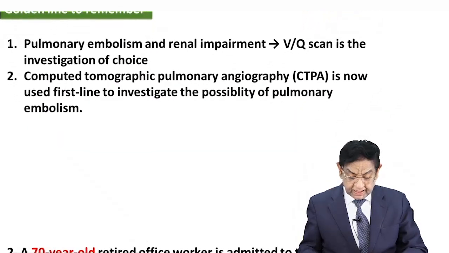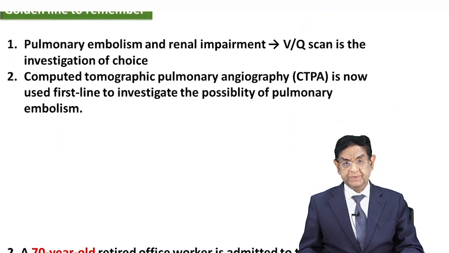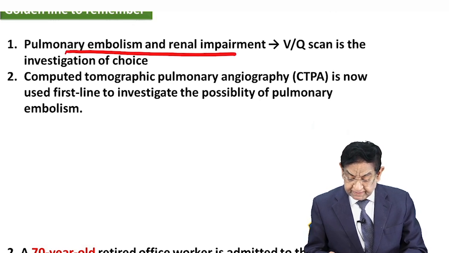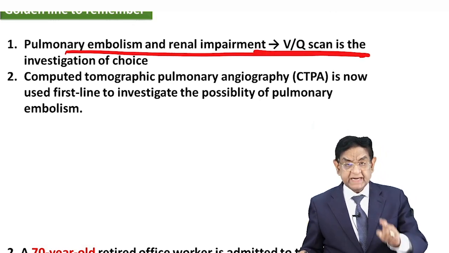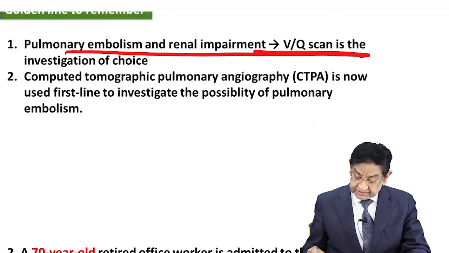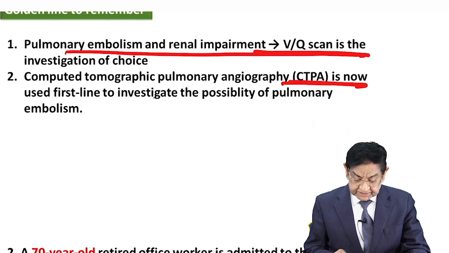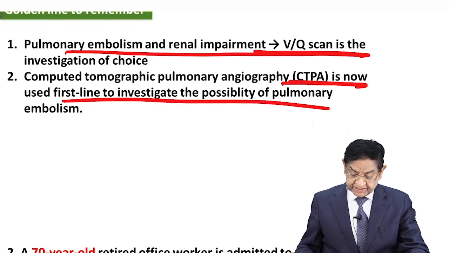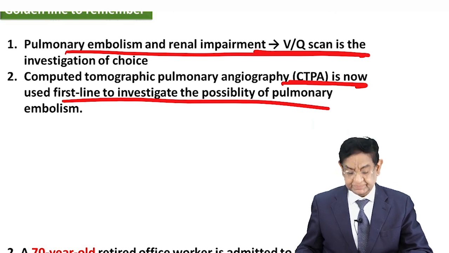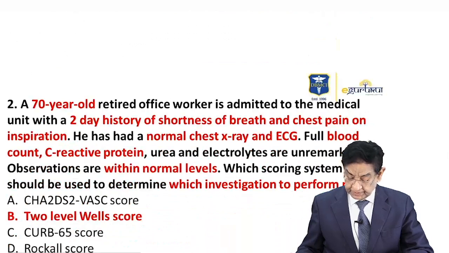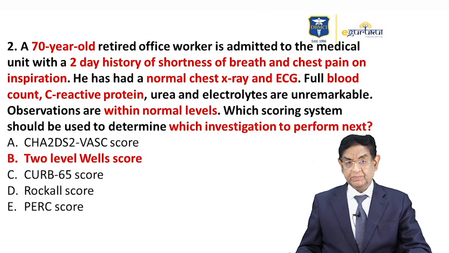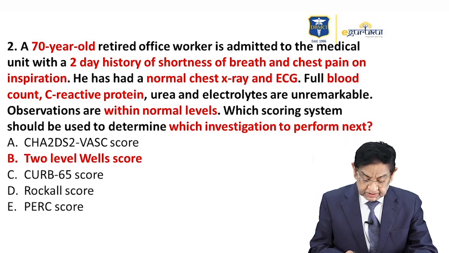So, golden line to remember: in pulmonary embolism with renal impairment, VQ scan is the investigation of choice. But otherwise, CTPA is the first line investigation to rule out pulmonary embolism. So now things are clear to you, your basics are strong.